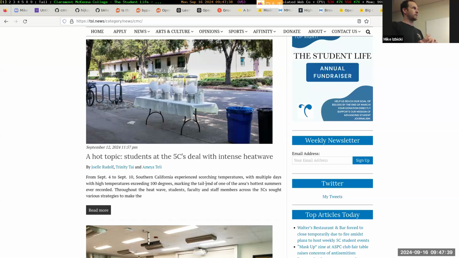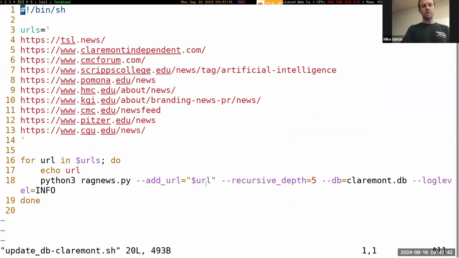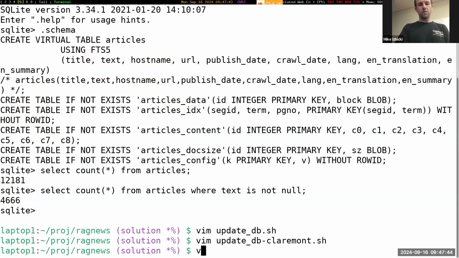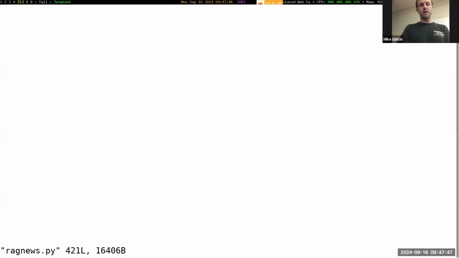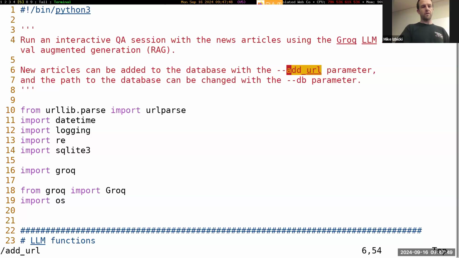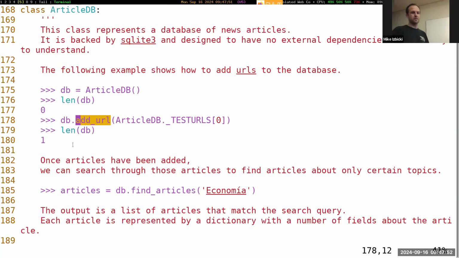So the question is that in the code that I gave you, ragnews.py, there are a bunch of test cases, doc tests here that use things like this add URL function. And in order to have the test cases actually run on GitHub Actions, you would have to have the libraries and everything installed under GitHub Actions. There's some complicated-ish things going on there that you have to figure out to get that to work.